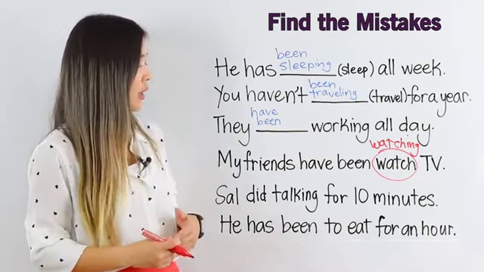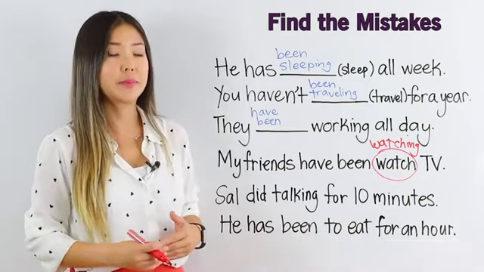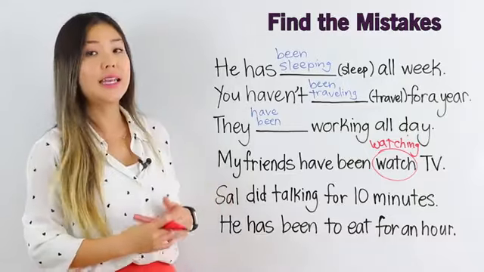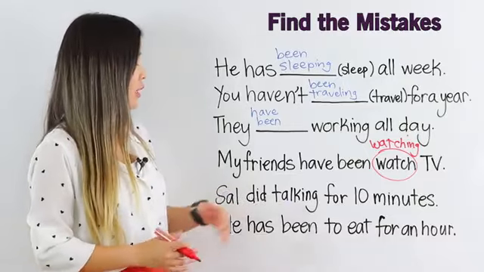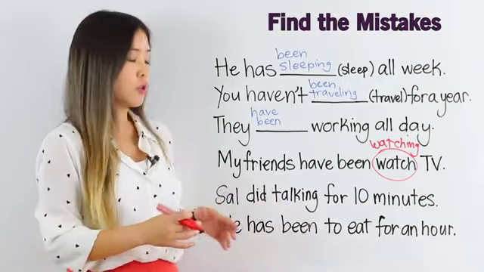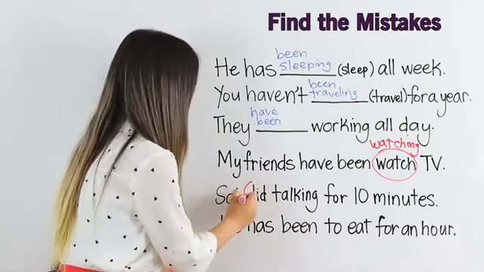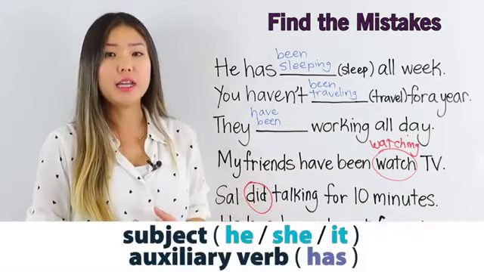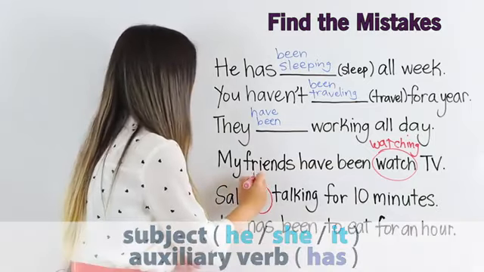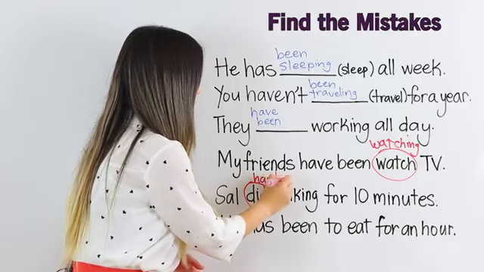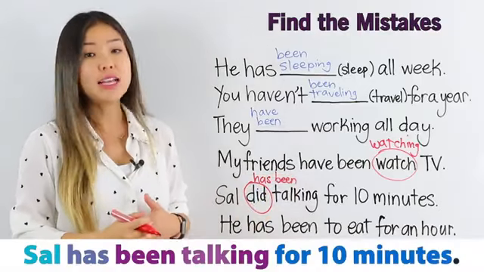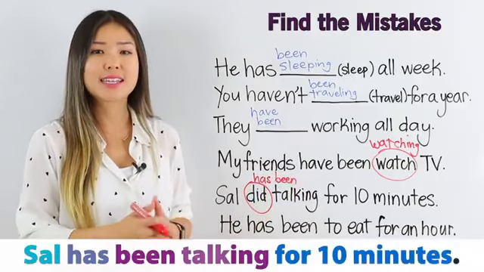Sal did talking for 10 minutes. Sal is a he, and talking is already there for you. So what's in the middle of those two words is the mistake. For he, we use has. So we say has been. Sal has been talking for 10 minutes.